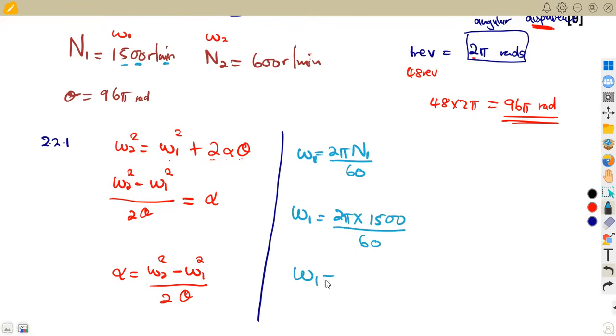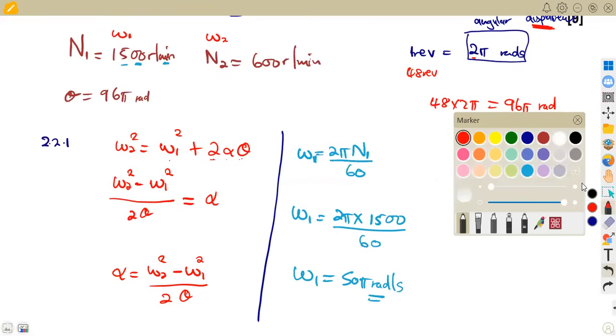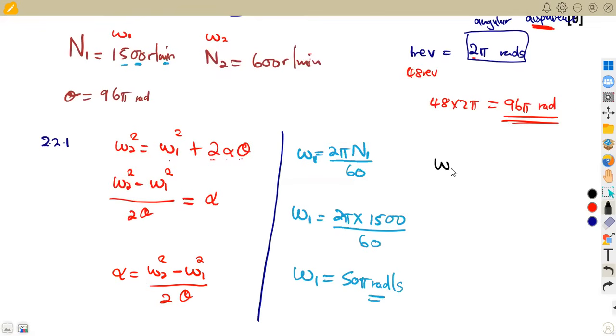So we are going to obtain our omega 1 in this case, which is going to be 50 pi. So this one is going to give us 50 pi rad per second. We move on to omega 2, the final angular velocity, which is going to be 2 pi times n2. This time we are going to use n2, which is 600 over 60. So omega 2 is equal to 20 pi, in rad per second.